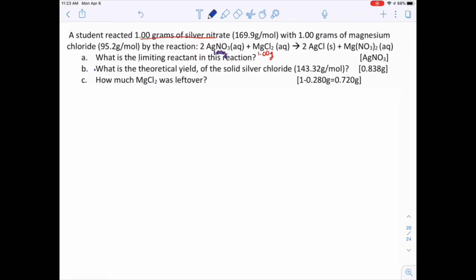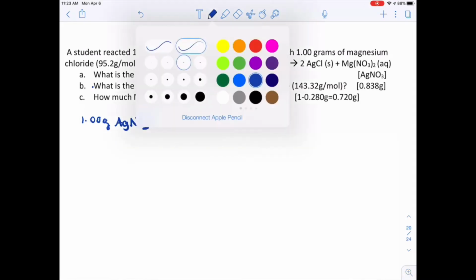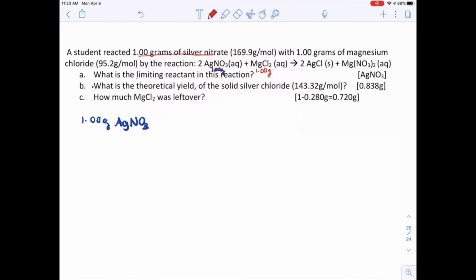So I'm going to do the silver nitrate in blue. So we're going to do 1.00 grams of the silver nitrate. I scooch it, it's a little funny. So we're going to set up our train track. Remember, you need 2 sets of train tracks. So I'm going to go ahead and write down, to remind myself so I don't have to think about it next, 1.00 grams of magnesium chloride. There we go.